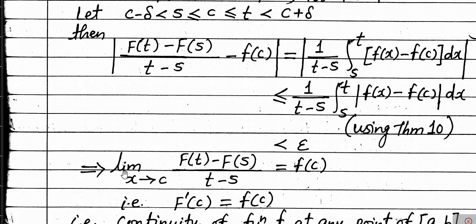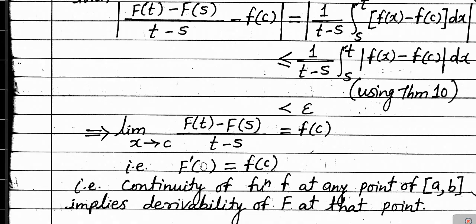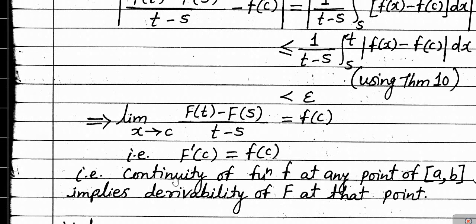So this implies that limit as x tends to c of capital F(T) minus capital F(S) upon T minus S is equal to small f(c). If you observe the left hand side, it is nothing but the derivative of the function capital F at the point c. So we got capital F dash of c is equal to small f(c), and hence the continuity of the function small f at any point of the closed interval a to b implies derivability of the function capital F at that point. In this way we have proved theorem number 16.